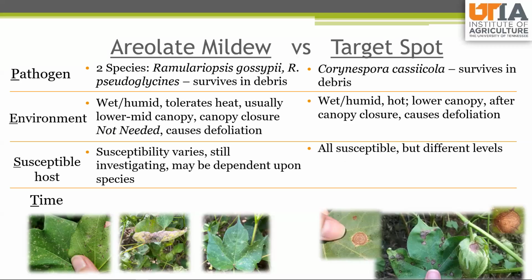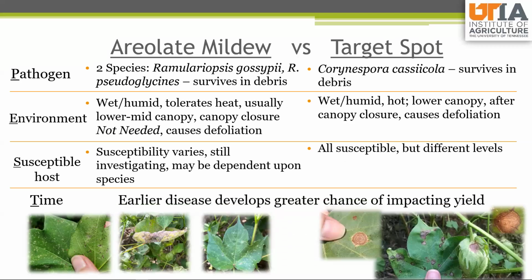For susceptible hosts, all cultivars right now are susceptible to both of these diseases, but these are still being investigated. And even though they're all susceptible, they're not the same. There's varying levels of susceptibility to these diseases. And lastly, time. The earlier the disease develops, the greater chance of impacting yield. And really, this is the case with all diseases.